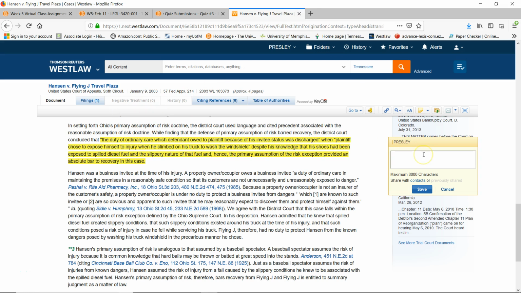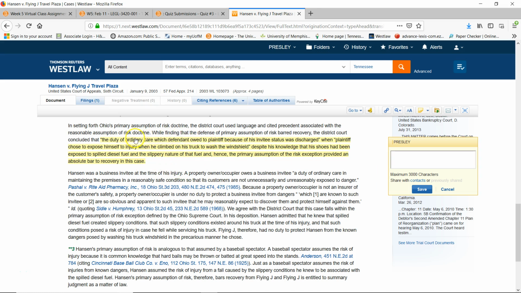And here it states the duty of ordinary care which defendant owed to plaintiff because of his invitee status was discharged when the plaintiff chose to expose himself to injury when he climbed on his truck to wash the windshield, despite his knowledge that his shoes had been exposed to spilled diesel fuel and the slippery nature of that fuel, and hence the primary assumption of the risk exception provided an absolute bar to recovery in this case.